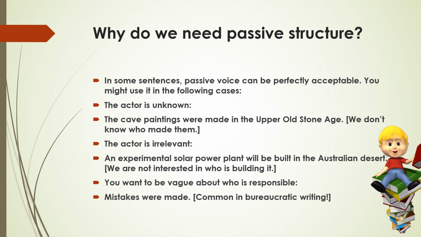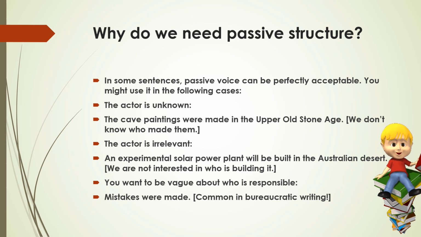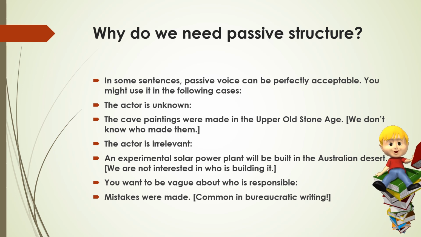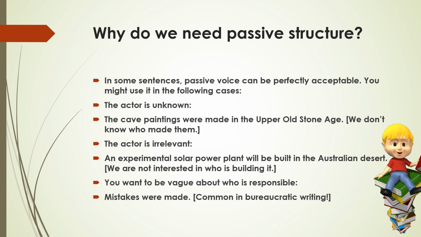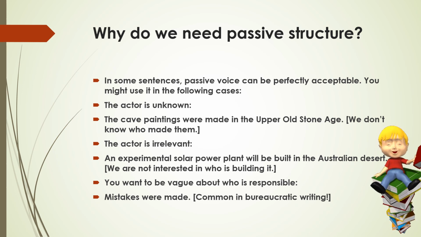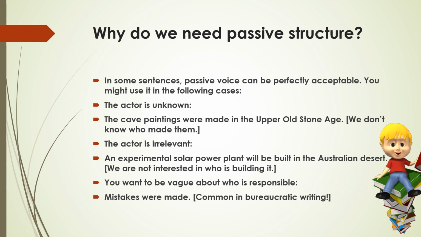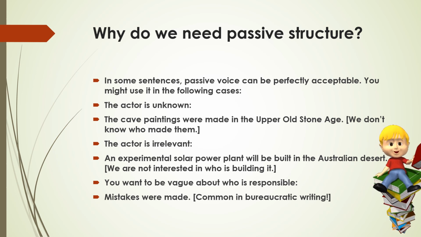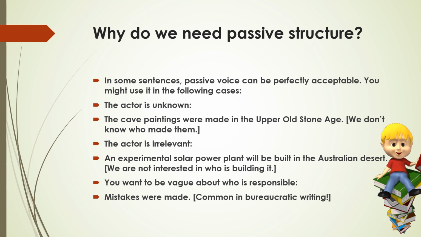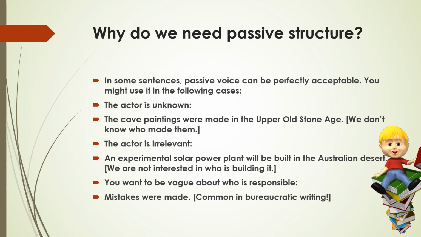Okay. So another use of passive structure is that you want to be vague about who is responsible, right? You don't want to mention who is responsible because of any reason. For example, mistakes were made. So such types of writing are common in bureaucratic writing, or you can say where we don't want to mention who is responsible for a particular kind of action. Now let's move to another slide.